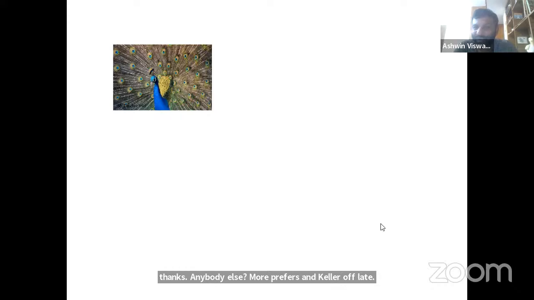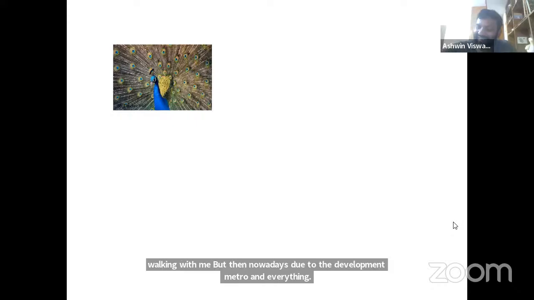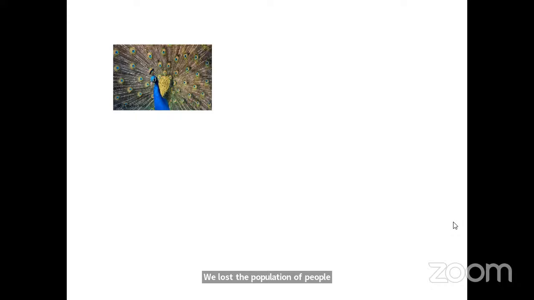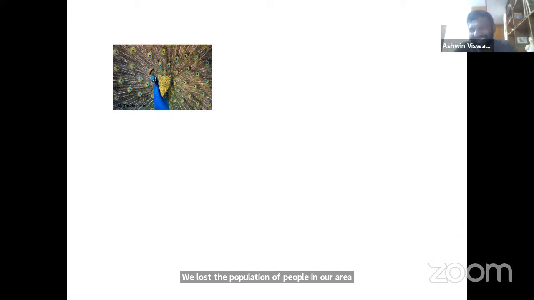Okay, so peafowl. Hello, sir. I am from Gandhinagar. Five years before, peafowl were walking with me all the time. But nowadays, due to development, metro and everything, we lost the population of peafowl in our area. Okay, interesting. This is a good example of how these patterns are different locally. What is happening around my house may not be the same around somebody else's place.